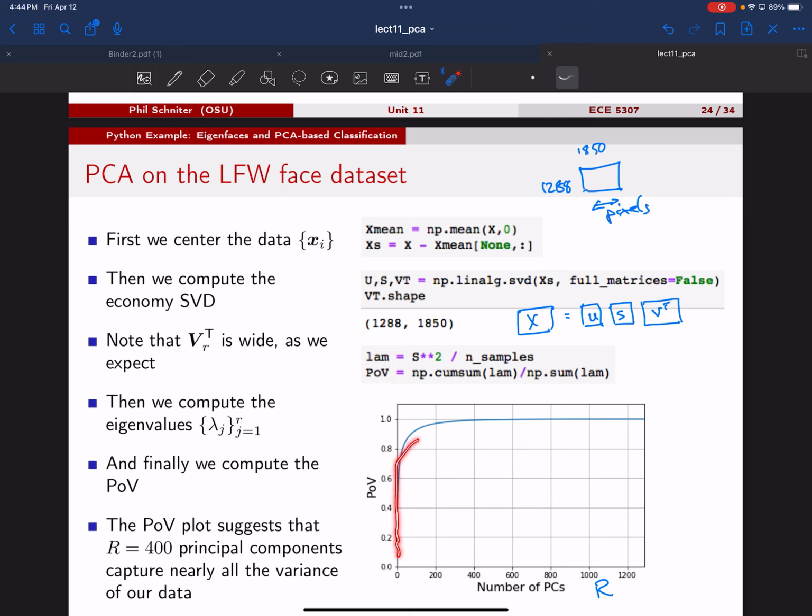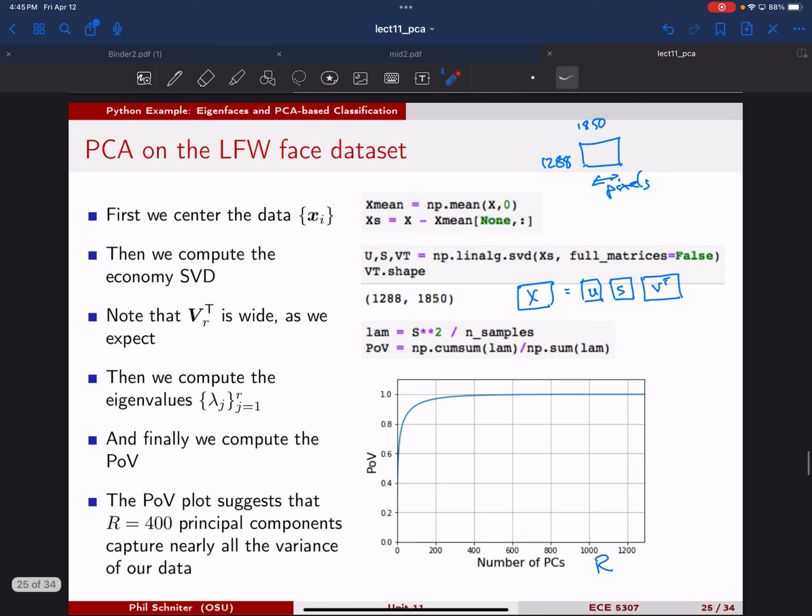We can plot this, and we know that 1 is the maximum it can be. So all the way here at 1288, it's exactly 1. But even if we use only, let's say, 300 or 400 principal components, we have a POV almost exactly equal to 1. So we can safely compress by at least a factor of 3 or 4 with PCA without really losing much, according to at least POV. So that's what we can conclude from this. Okay, any questions so far?